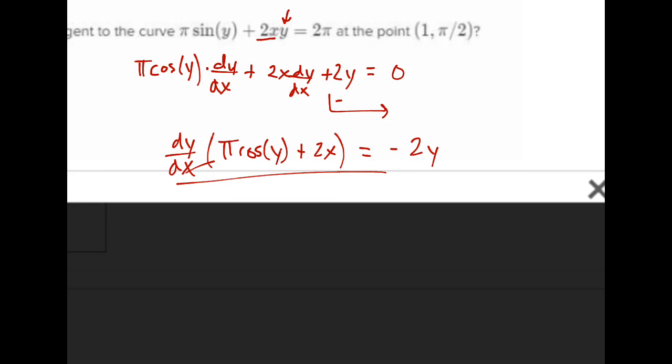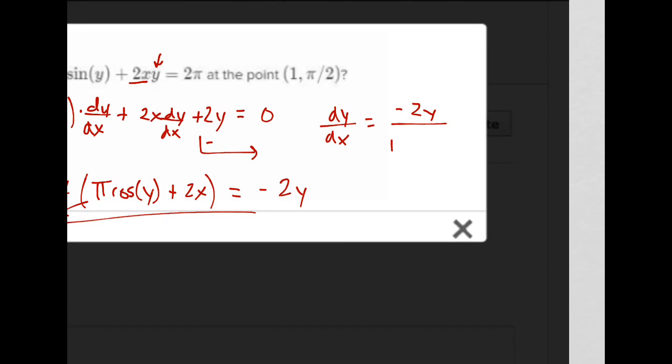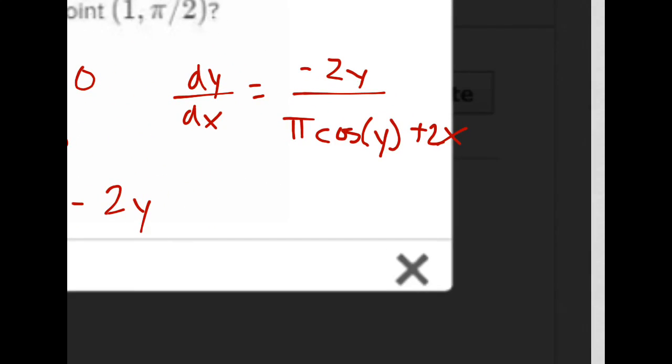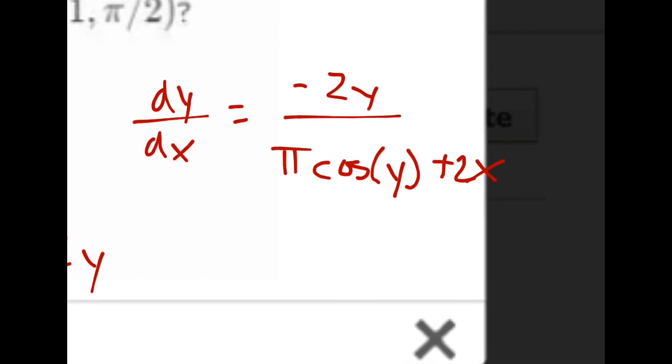And then I'll divide both sides by that stuff. So I get dy/dx equals negative 2y over (pi cosine of y plus 2x). And so we have it. There we go. Now let's plug in 1 and pi over 2.